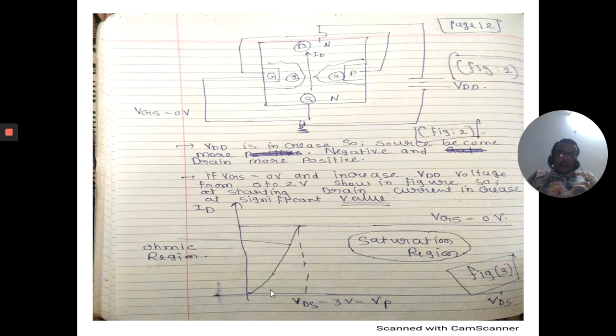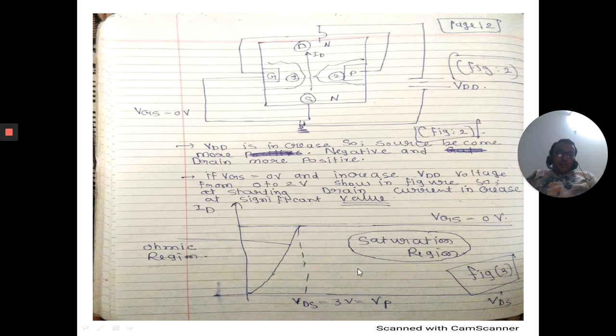See this entire diagram of JFET. Starting at VDS equal to 0 volt, if you increase the VDS, then drain current is constant. So it is the characteristics of the N-channel JFET.